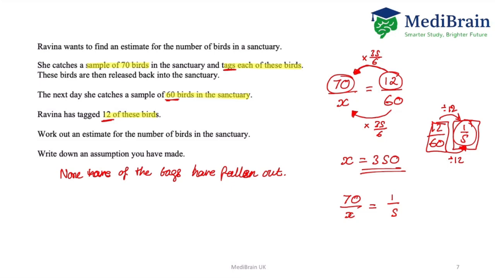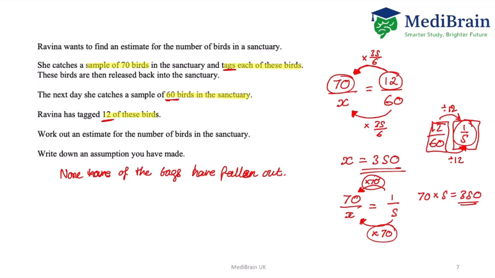So we got 70 over x, and that's equal to 1/5. 1 to get to 70, you need to multiply by 70. 5 to get to x, you also need to multiply by 70. Same on the numerator as the denominator. And 70 multiplied by 5 gives you 350. Same exact answer. So that's another way that you could have done it.